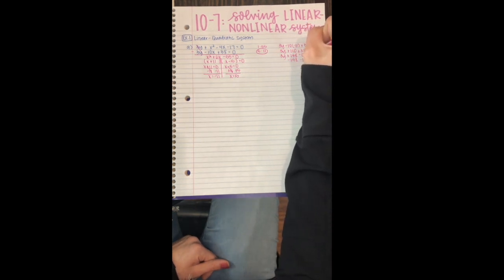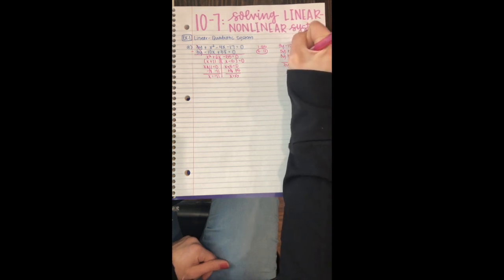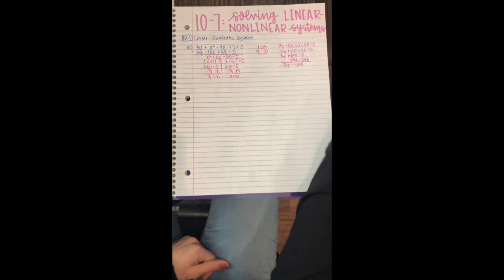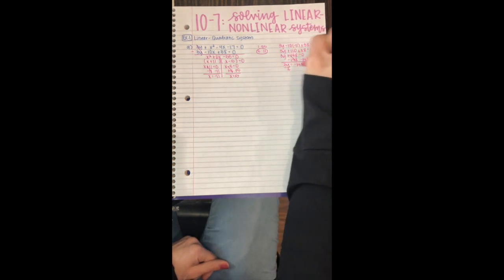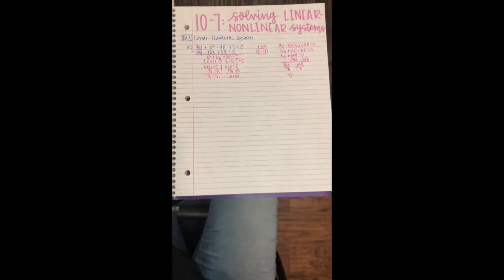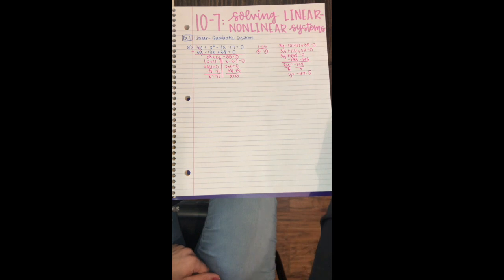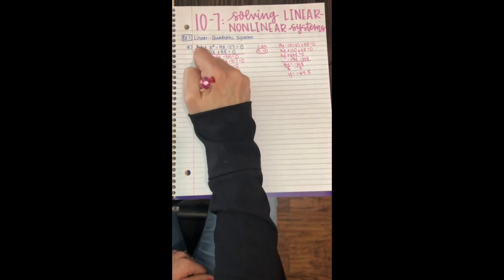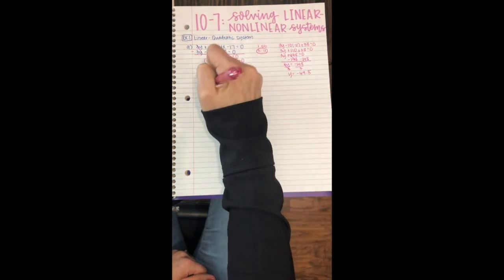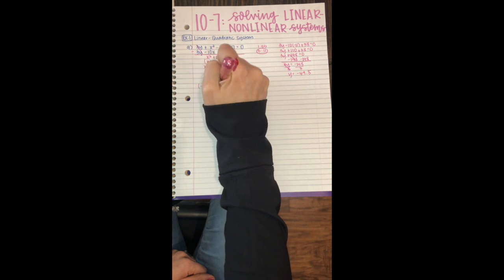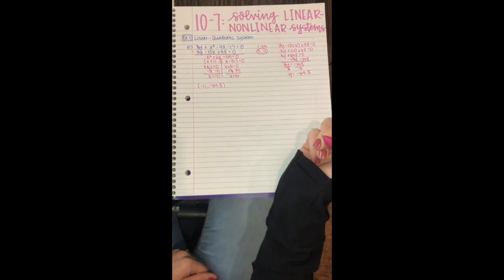Subtract 148. 3y = -148. Divide by 3. y = -148/3, and that's going to be a decimal, negative 49.3 repeating. So our first answer is the ordered pair (-11, -49.3 repeating).